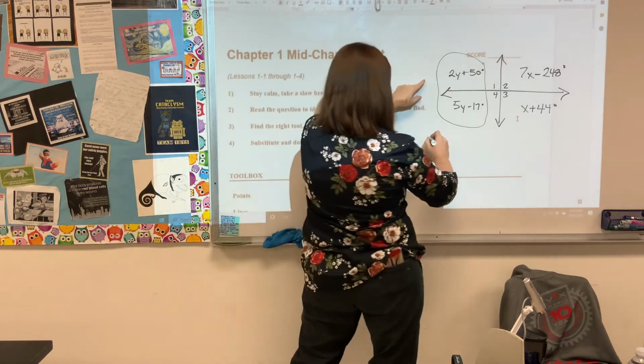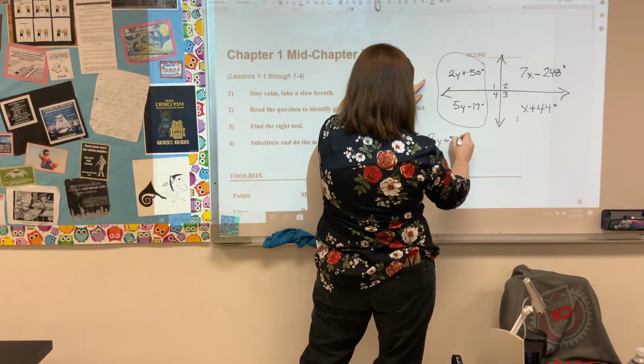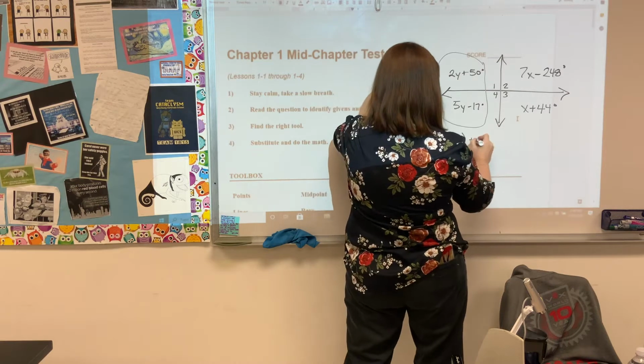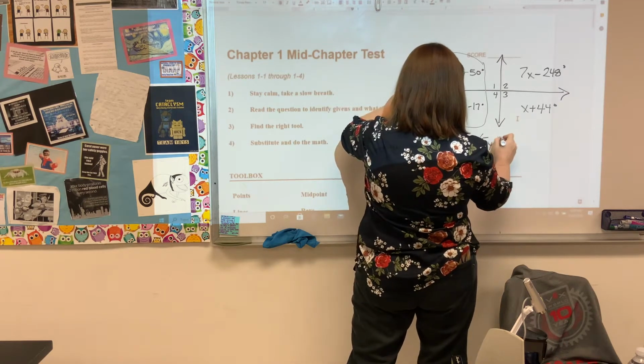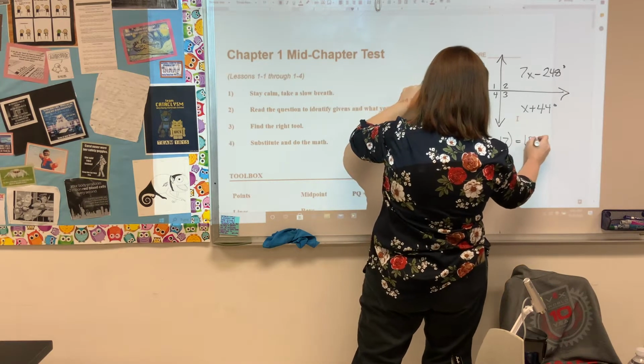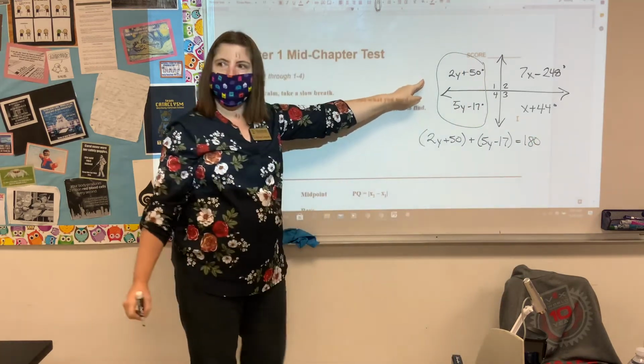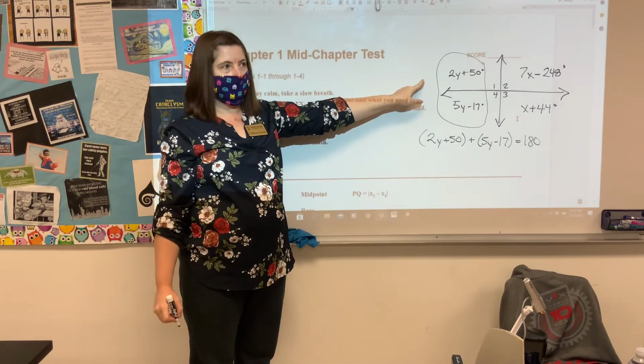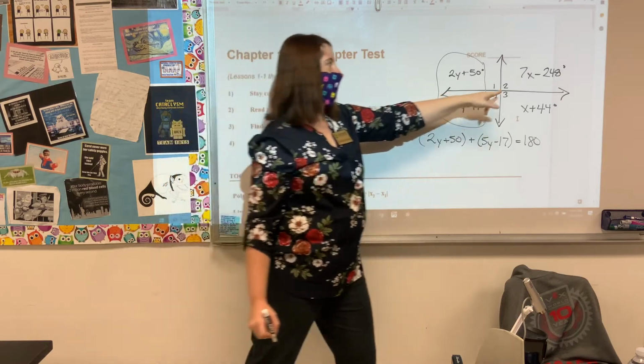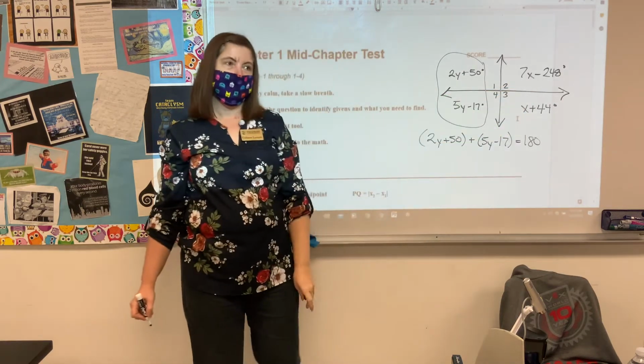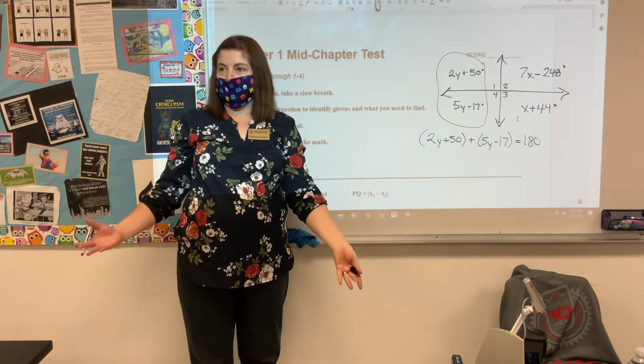So then I just go, okay, 2y plus 50 plus 5y minus 17 equals 180. Can I solve that? Yeah. And then you're going to do the same thing on the x side. Is that nearly as hard as you thought it was going to be?